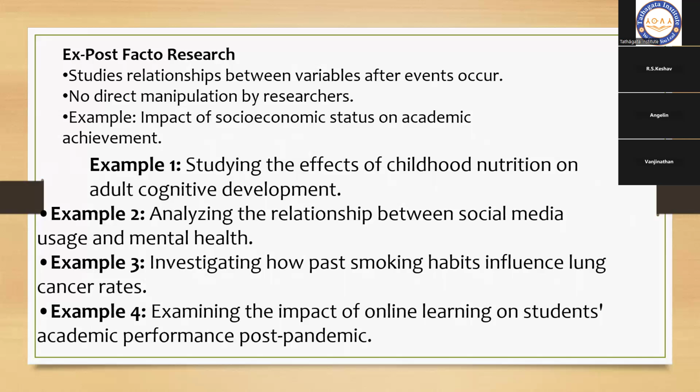So it is best understood with the examples. Studying the effects of childhood nutrition on adult cognitive development. So the research is done on an adult, and it also deals with the nutrition, child nutrition. If good nutrition is given to a child, the aftermath will reflect in his adult age.